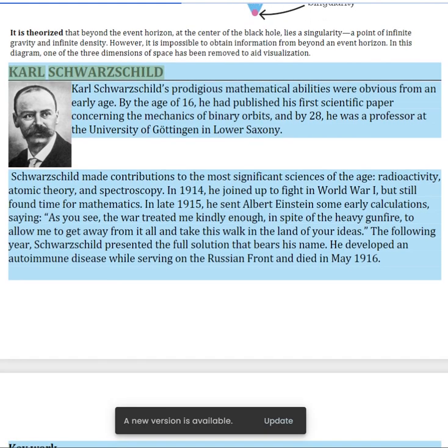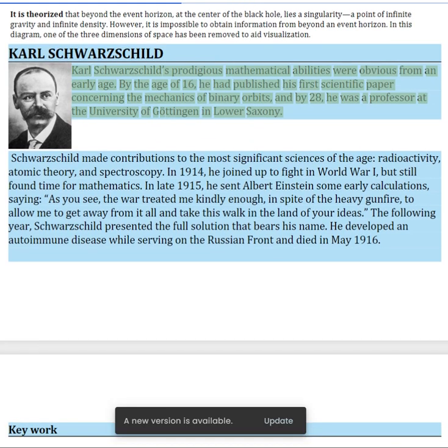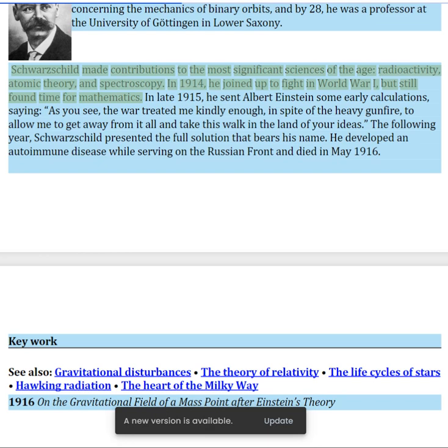Carl Schwarzschild. Carl Schwarzschild's prodigious mathematical abilities were obvious from an early age. By the age of 16, he had published his first scientific paper concerning the mechanics of binary orbits, and by 28, he was a professor at the University of Göttingen in Lower Saxony. Schwarzschild made contributions to the most significant sciences of the age: radioactivity, atomic theory, and spectroscopy.